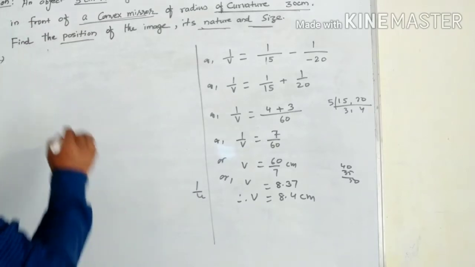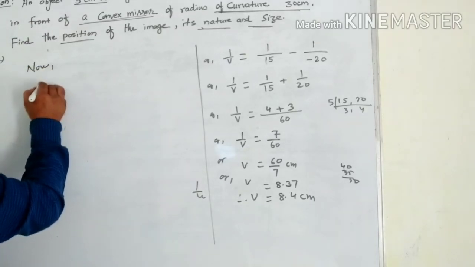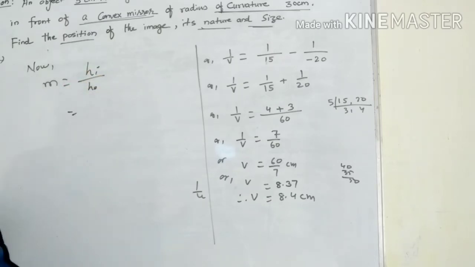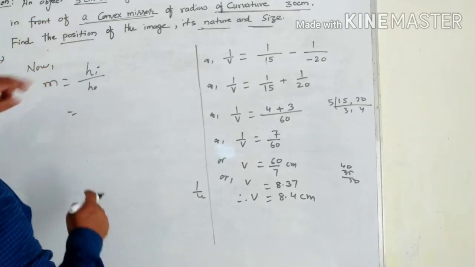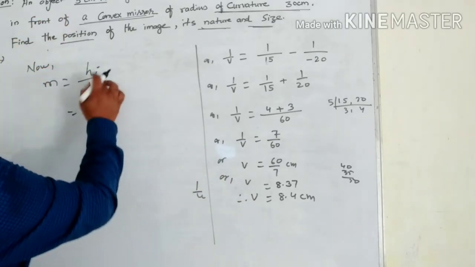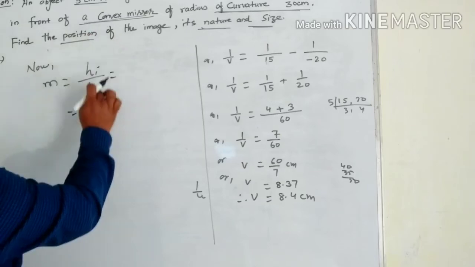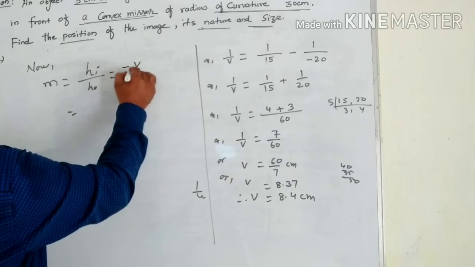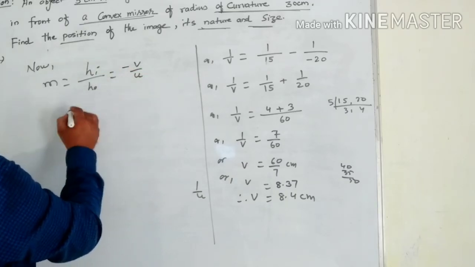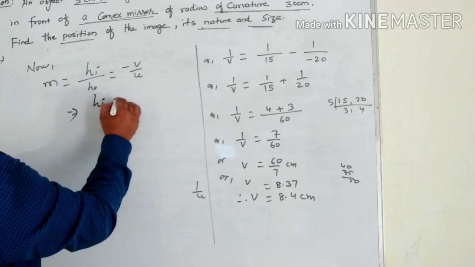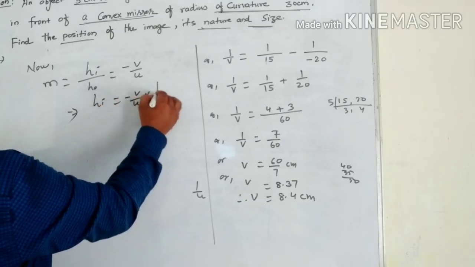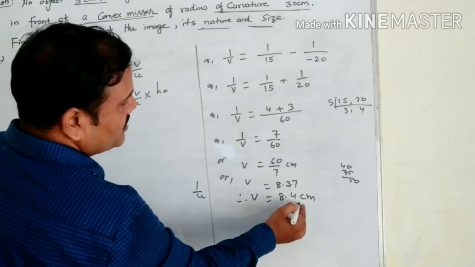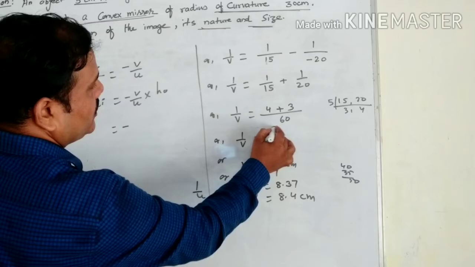For that, you find the magnification. Now write m equal to height of image by height of object. We don't know the height of image, but the height of object is given, so we will put the value: m is minus v by u. So height of image will be equal to minus v by u into height of object. Now see, for v you don't use the approximate value, use this exact one.